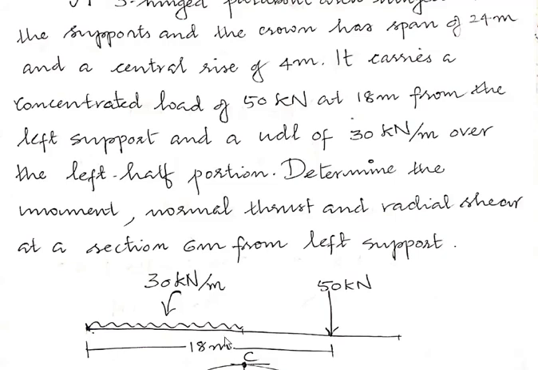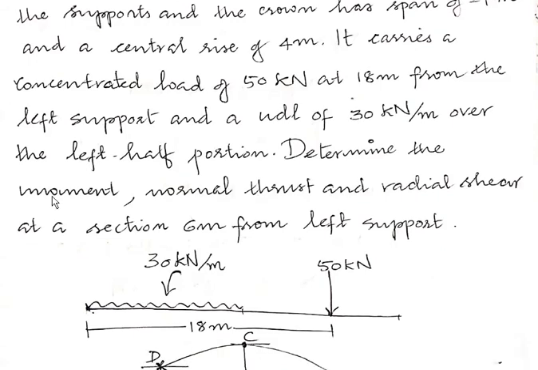So this is the left half portion up to a distance 12 meter, as the span of the arch is 24 meter. So this UDL 30 kilonewton per meter is acting over the left half span, so up to 12 meter, and this 50 kilonewton concentrated load is acting at a distance 18 meter from the left support. So this is the load acting on the structure.